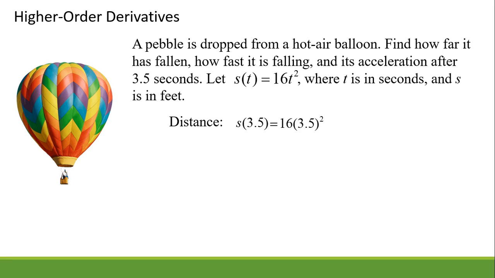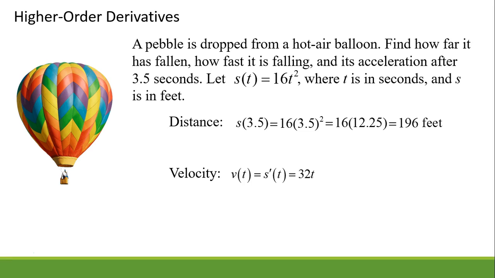So if we substitute 3.5 in our position function and use order of operations to simplify, we'll find that the distance that the pebble has fallen after 3.5 seconds is 196 feet. We also want to know how fast the pebble is falling. So we'll need a velocity function for that.